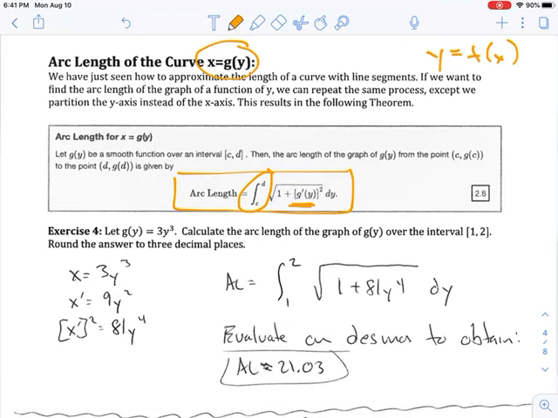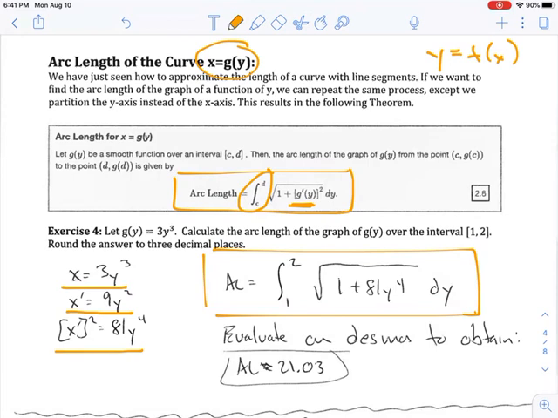So this was actually a rather simple problem, because this is one of those problems we can't integrate. So I start with my function, x is equal to 3y cubed. Find the derivative, 9y squared. Square that, 81y to the fourth. And so we plug that into the formula for arc length, and we get our integral. So you can just plug that in the decimals, and it'll give you an answer of 21.03. Now, we will learn how to integrate an integrand like that in the next chapter. So something for you to look forward to.